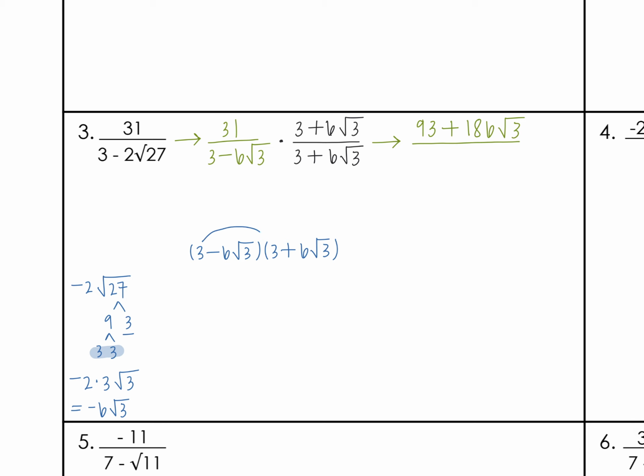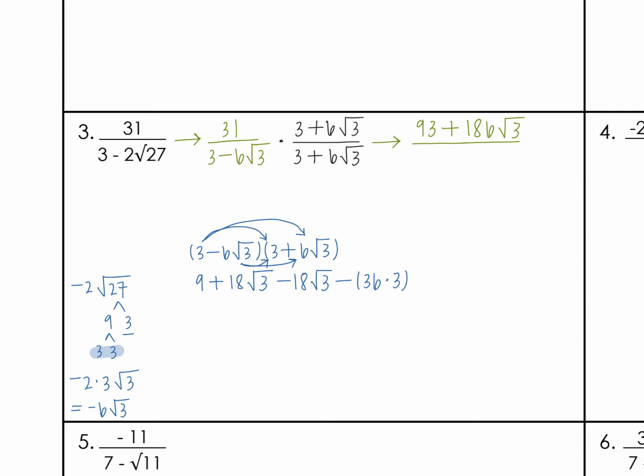So we've got our 3 times 3, which will give you 9. Then we have our 3 times that 6 root 3, which will give me a positive 18 root 3. And then when I start at that negative 6 root 3 and I multiply it by 3, we are going to get a negative 18 root 3. And then lastly, that negative 6 root 3 times a positive 6 root 3 is going to give us a negative. And then we have 6 times 6, which is 36, times our root 3 times root 3 gives me 3.